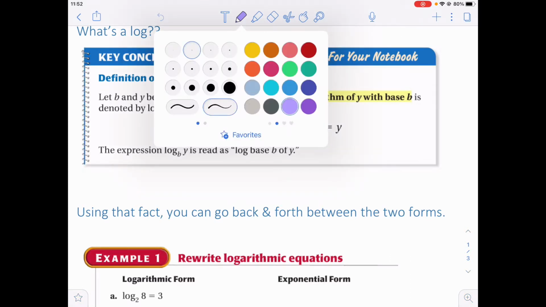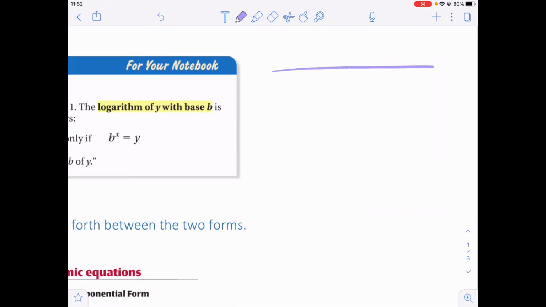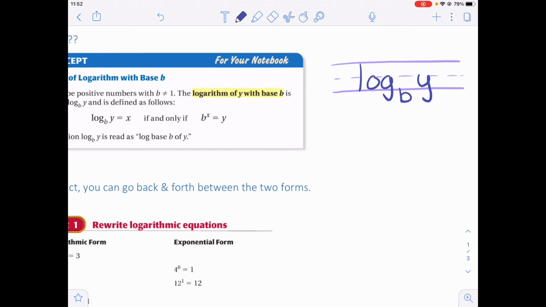Now it is important that when we write our logs, if you remember back in the day when you had paper, we want to make sure that we write log and our base goes down here, and then whatever's on the inside goes in line with our log. I'm going to make sure that's very clear what the base is. So log base b of y equals x if and only if b to the x is y.